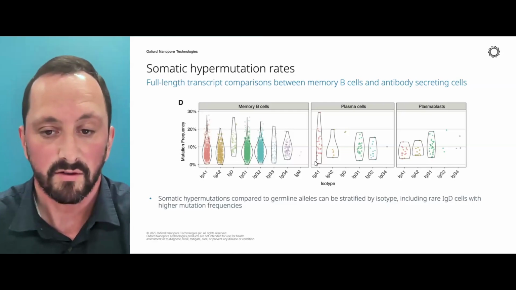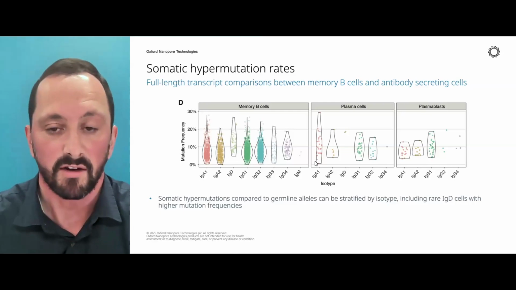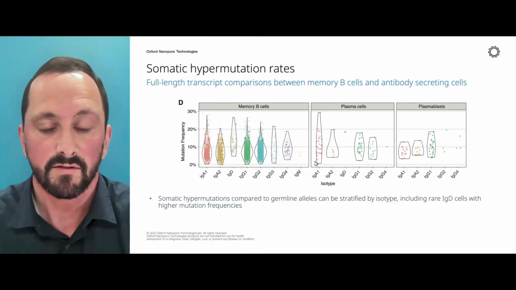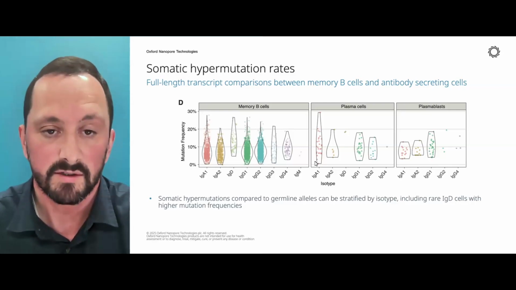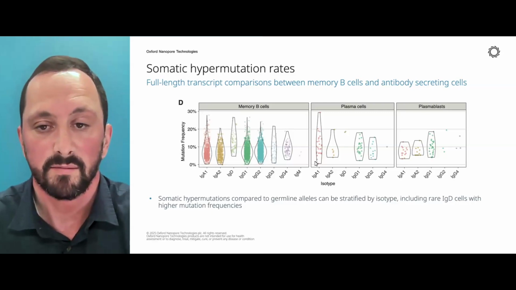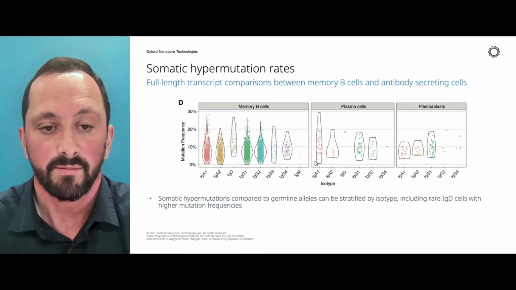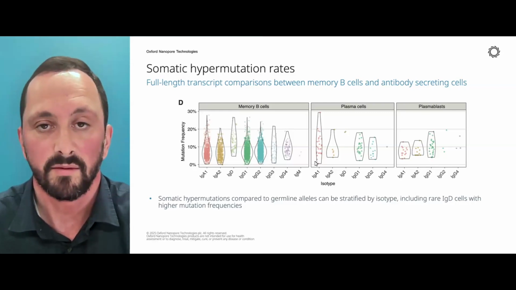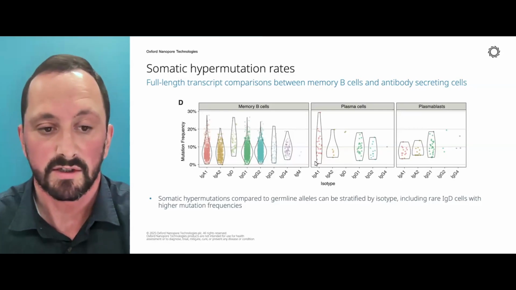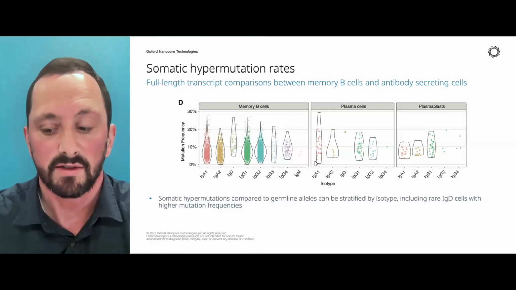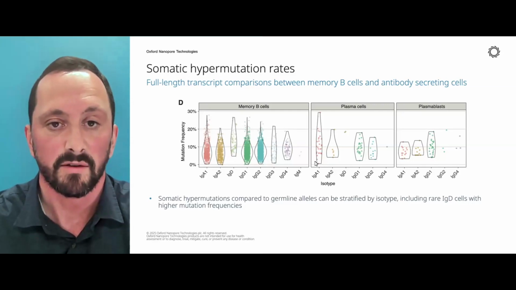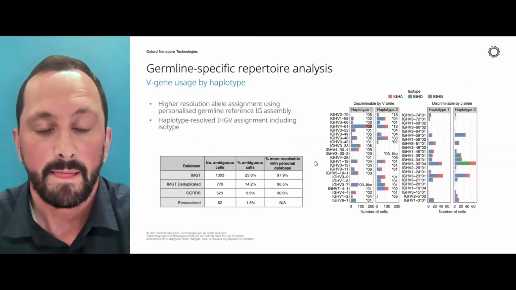So this is really powerful, and we can stratify this by isotype again, because these are full-length sequences. We can then look at different mutation frequencies within the populations of B cells. For example, we see a rare IgD isotype of cells in the memory B cells that has a higher percentage of mutation frequency compared to the other cells, representing that those cells are more highly mutated compared to the reference alleles.